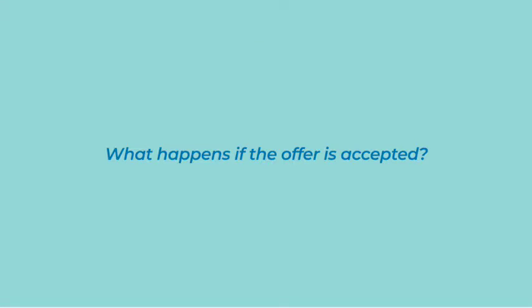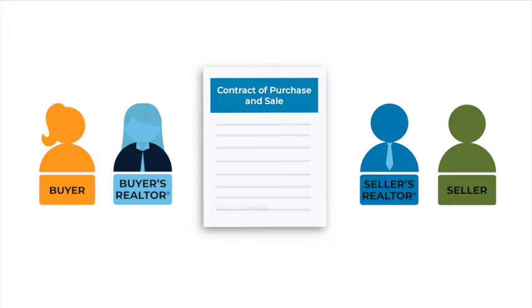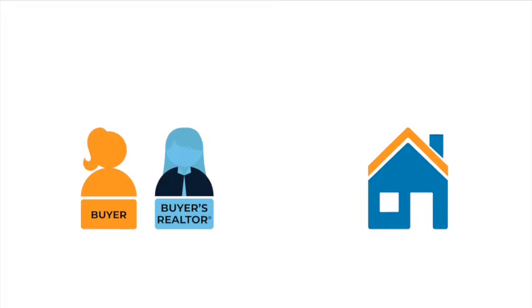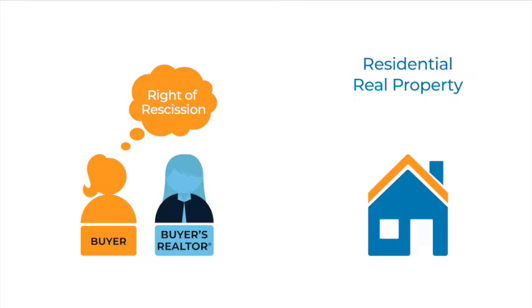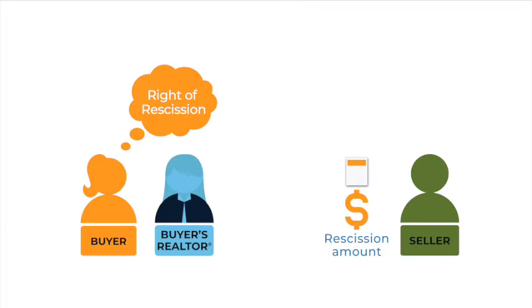What happens if the offer is accepted? If the parties reach an agreement and both sign the document, a binding contract is formed between them, and the parties must then carry out their respective obligations contained in the Contract of Purchase and Sale Residential. They should also remember that if the contract is in respect of residential real property, a buyer may have a right to rescind or cancel the contract after giving proper notice and paying a required rescission amount to the seller.